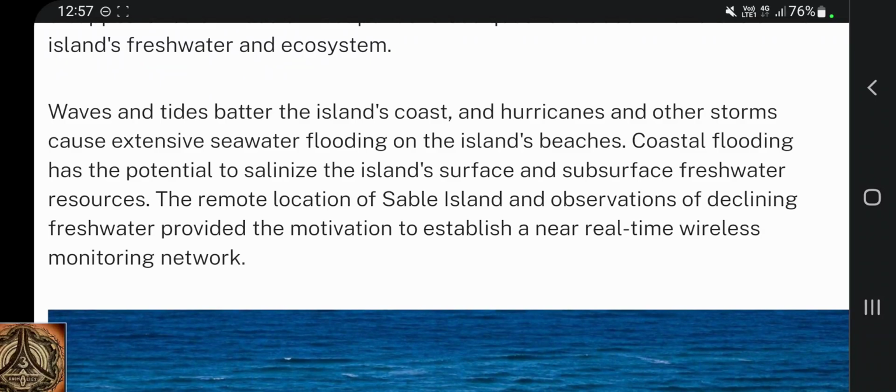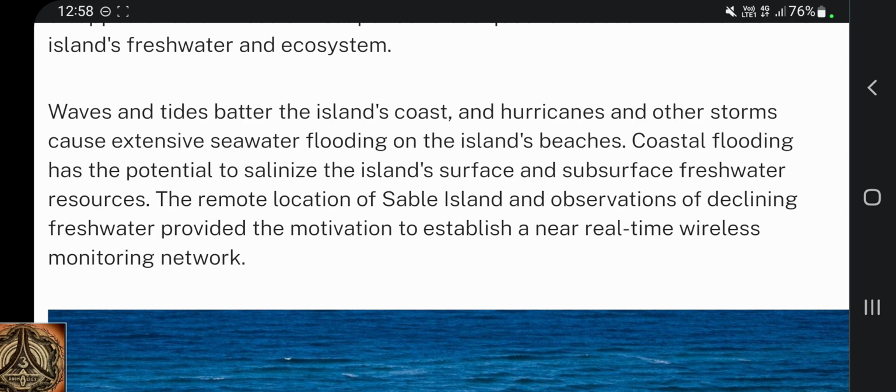Waves and tides batter the island's coast, and hurricanes and other storms cause extensive seawater flooding on the island's beaches. Coastal flooding has the potential to salinize the island's surface and subsurface freshwater sources.